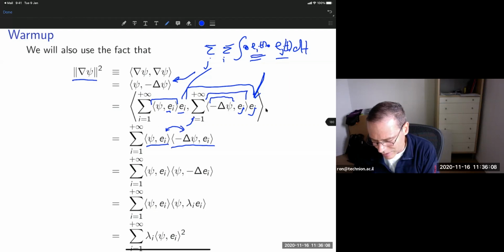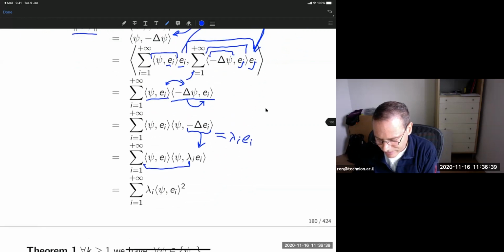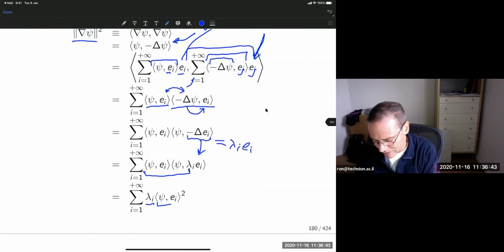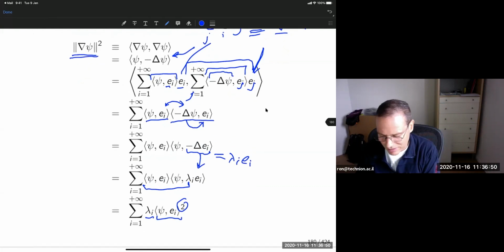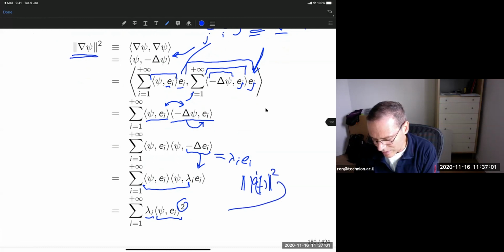And if we continue, what I can do is now apply again the integration by parts in order to move the Laplacian from psi to e. Now I know that this is equal to nothing but lambda_i e_i, so I can plug it in. And what I end up having is that lambda_i is a constant that I can pull out of this equation. And what I end up with is nothing but lambda_i times the inner product of psi with e_i, squared, okay? So I can, in fact, write the norm of psi prime of t as being equal to what is written here, okay?